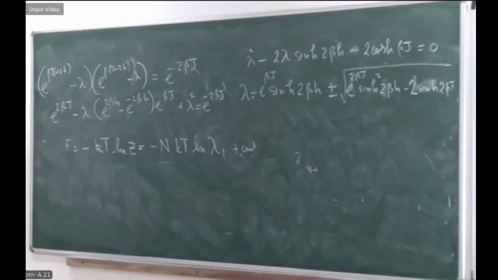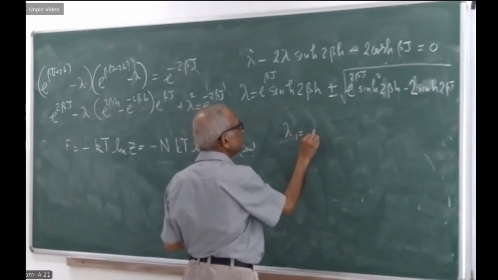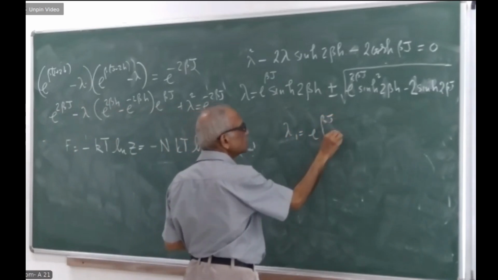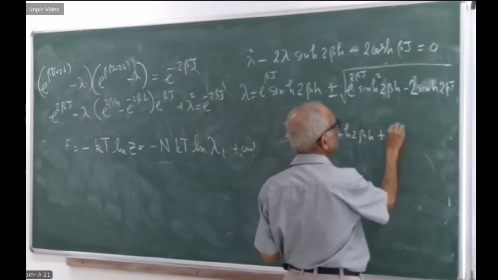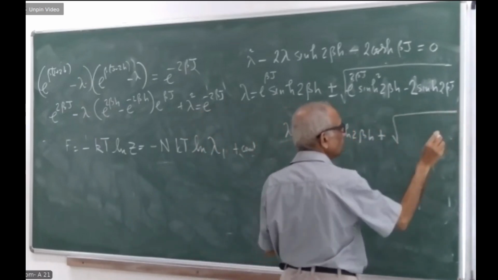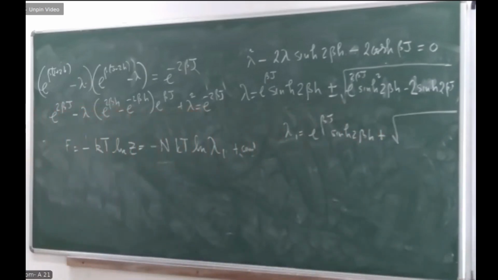So to within additive constants, it is just N kT log lambda 1. Now lambda 1 is the one which is bigger. Therefore, lambda 1 is e to the power beta J sinh 2 beta h plus the square root of this quantity over here. Now, so the time of reckoning: up to this, it was just some maths. Now comes the physics, because the magnetization needs to be calculated.